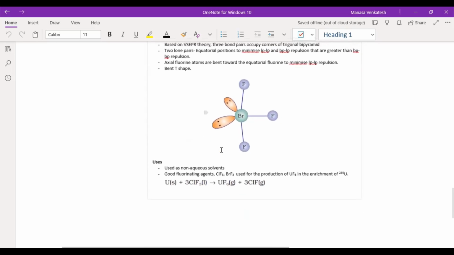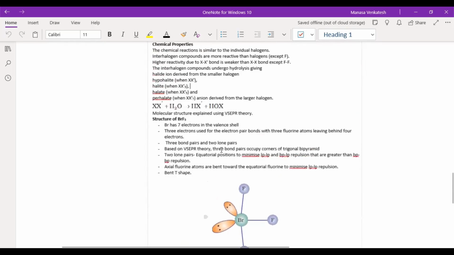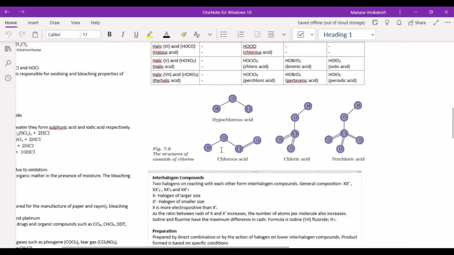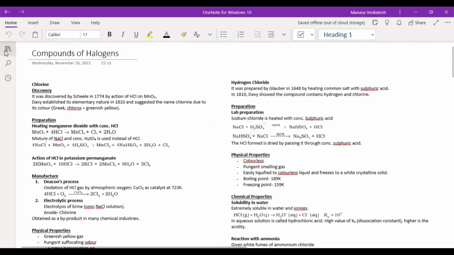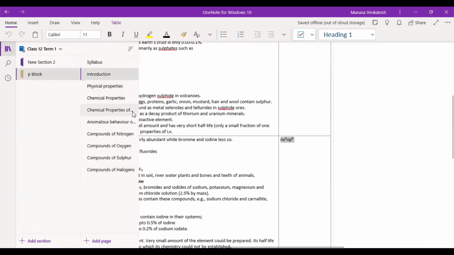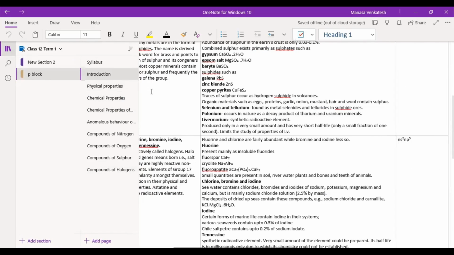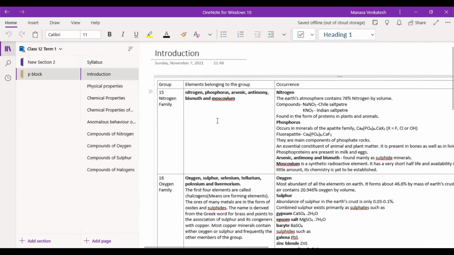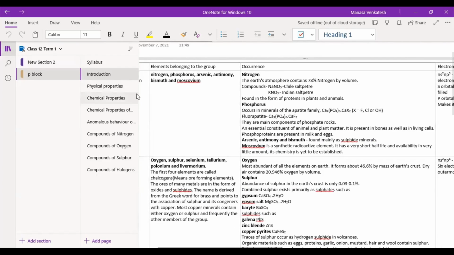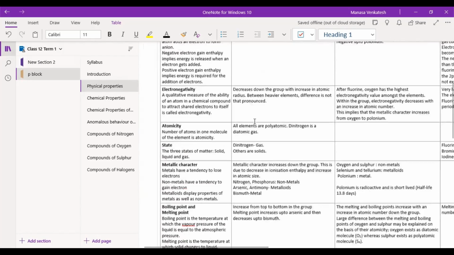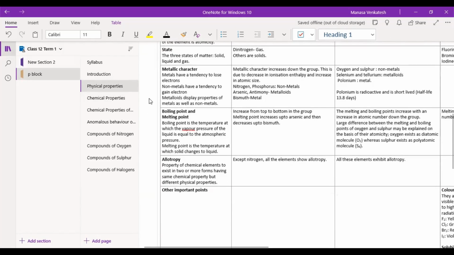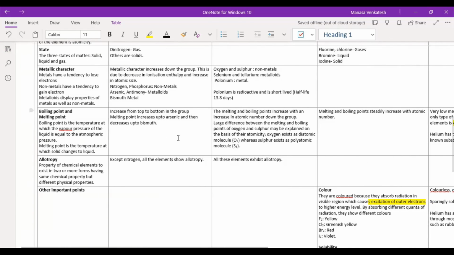So with that, we're done with the chapter. I know I was supposed to finish the video under an hour, but we started with learning about the general introduction, where we talked about the electronic configuration, the occurrence, the elements that belong to this group. Then we went on to talk about the physical properties, the chemical properties, and the various compounds in each of these groups. So with that, we're done with the P block elements.